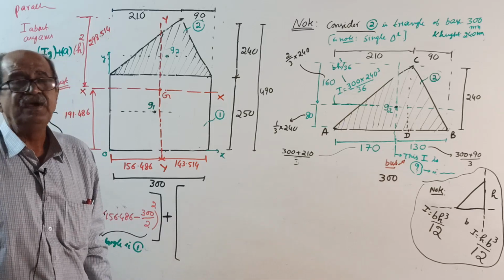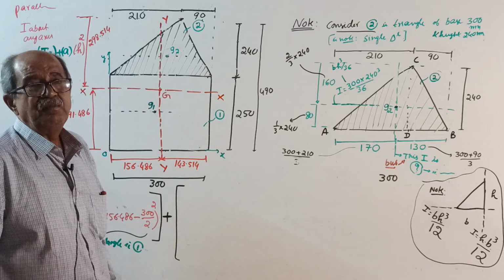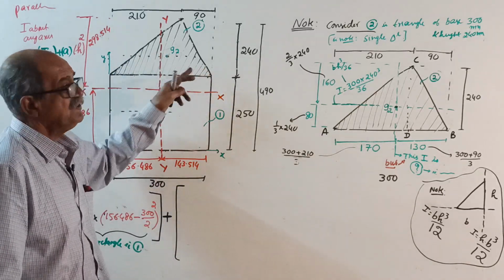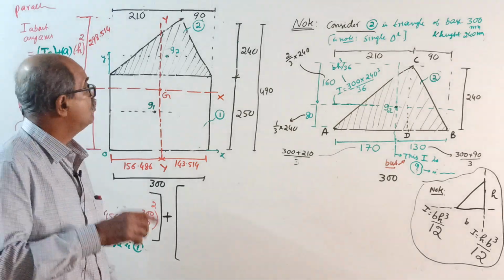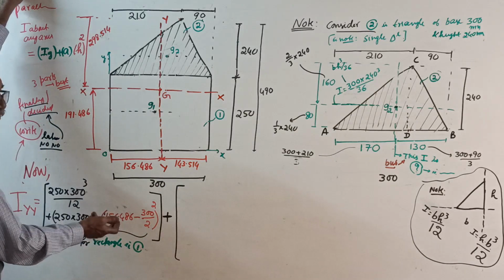If someone told me, see, if you want XX, no problem, sir. But if you want YY, you have to divide into 3 parts. No, I told I will do 2 parts. Okay, start. First for the rectangle. I already wrote it because this is already known to you.